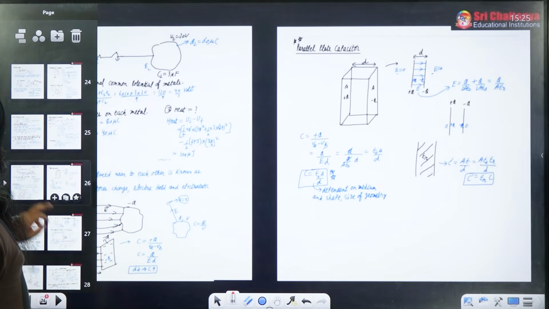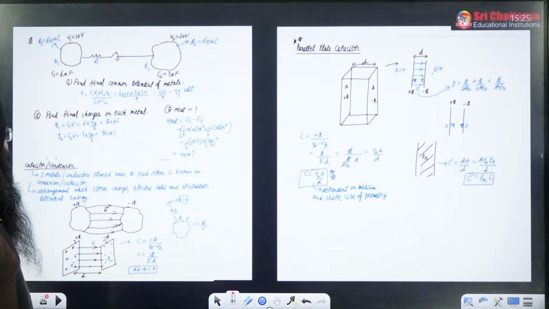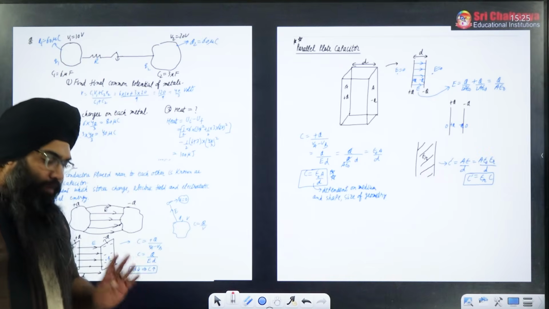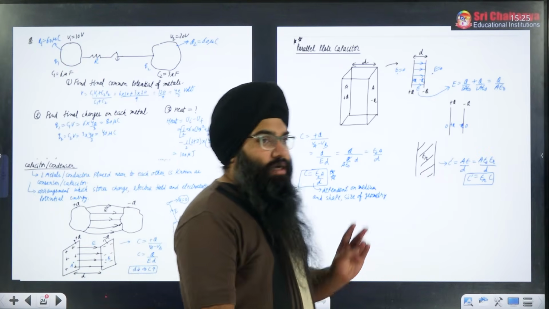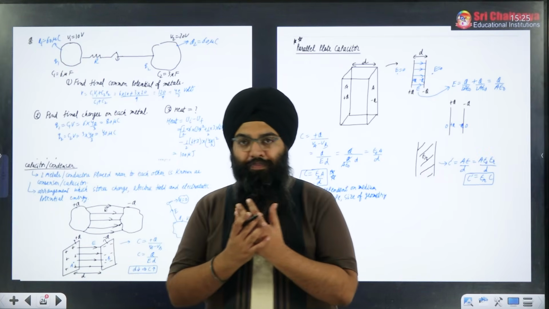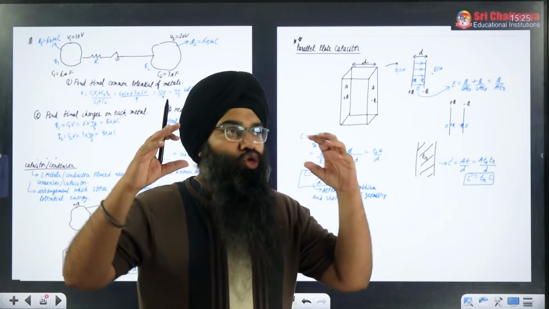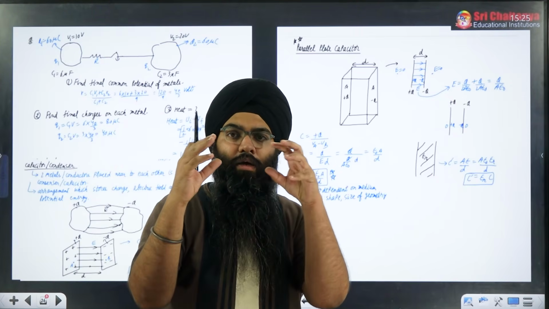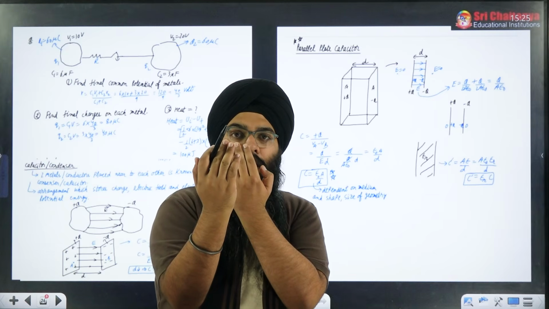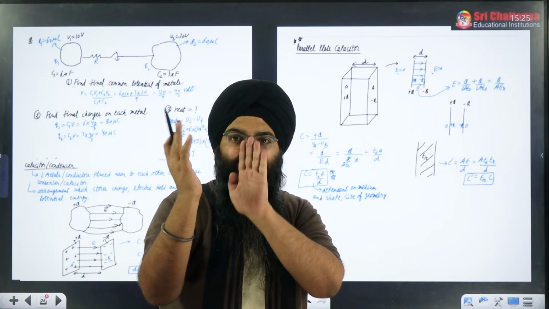Next is the parallel plate capacitor. So what is a capacitor? Let me tell you. A capacitor is basically a device which is used to store energy. How will it store energy? There will be two conducting surfaces. Those two conducting surfaces will be in front of each other. Their surfaces will be facing each other.